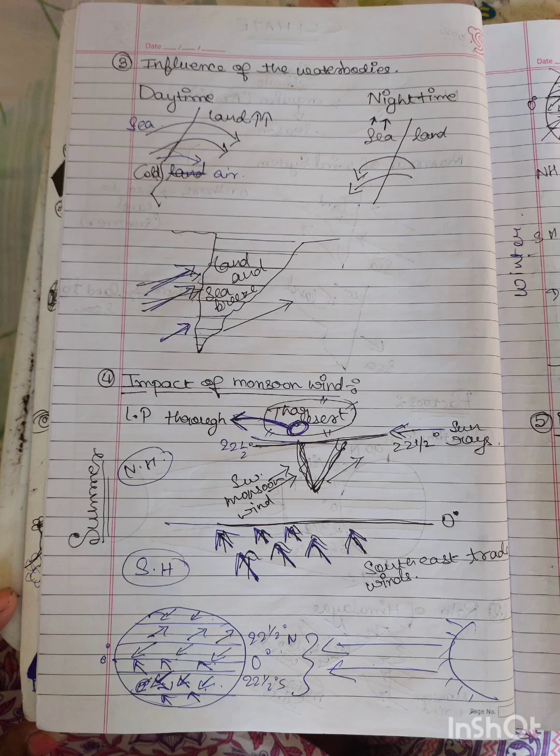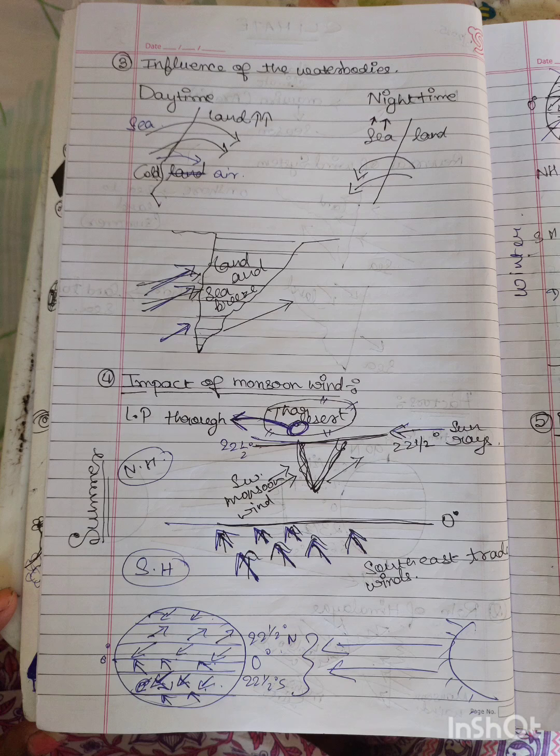Then the influence of the water bodies, how during the daytime the air moves from the high pressure region of the sea to the low pressure region of land, and how during the night time there is high pressure over the land and low pressure over the sea. So there is a reversal of the wind, and the impact of the monsoon winds is shown.